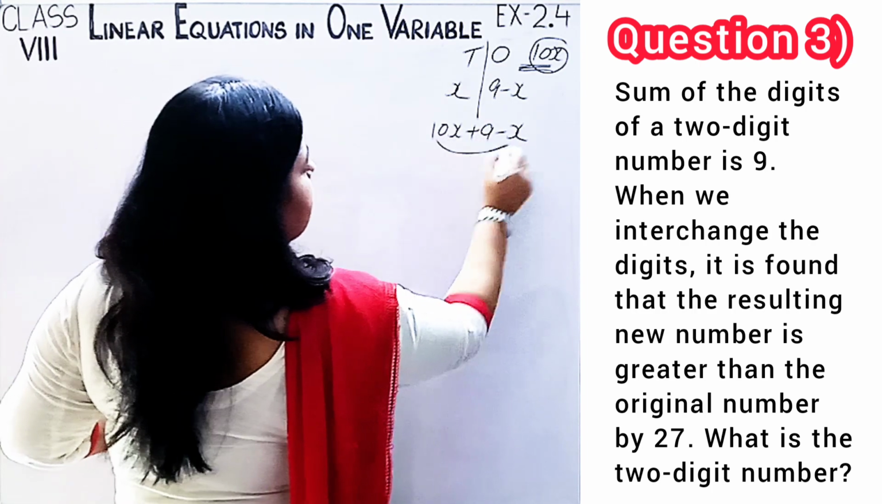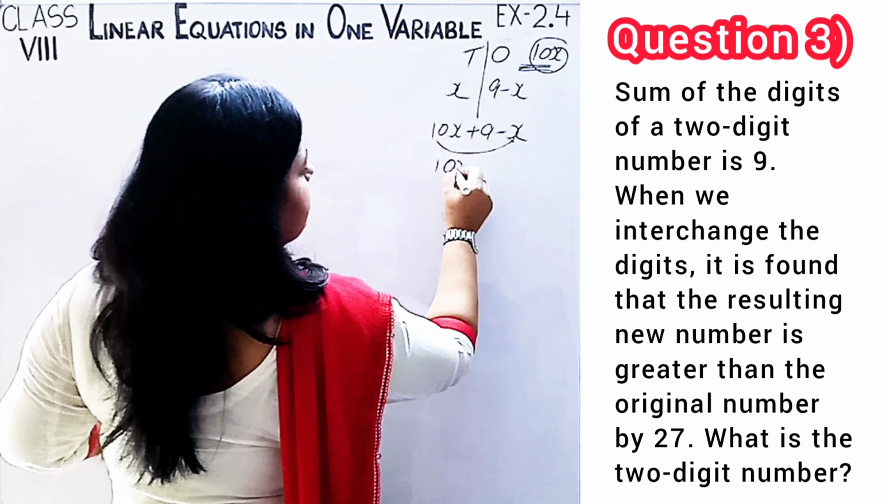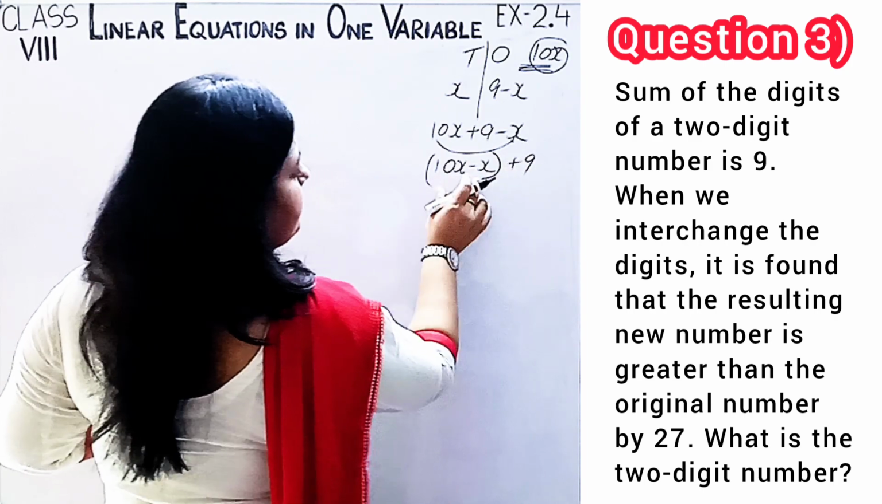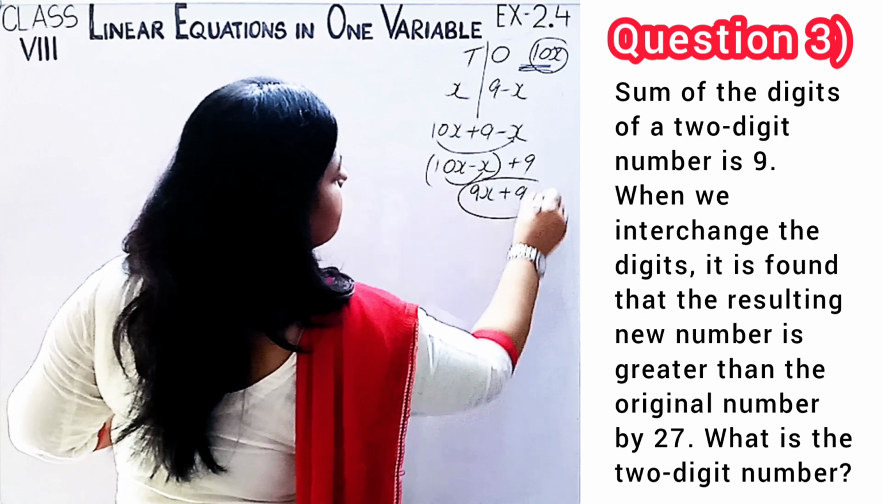So after solving this, 10x minus x, putting in bracket, plus 9. So we now have 9x plus 9. This is our first number.